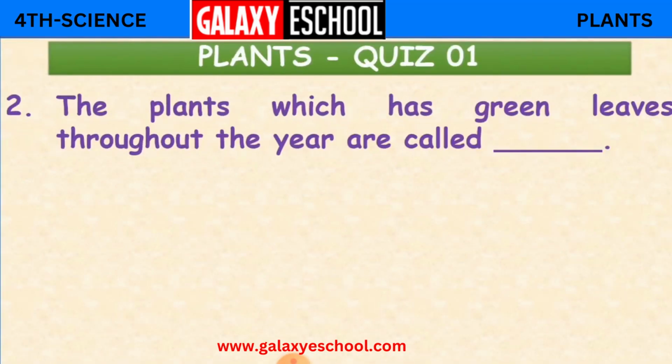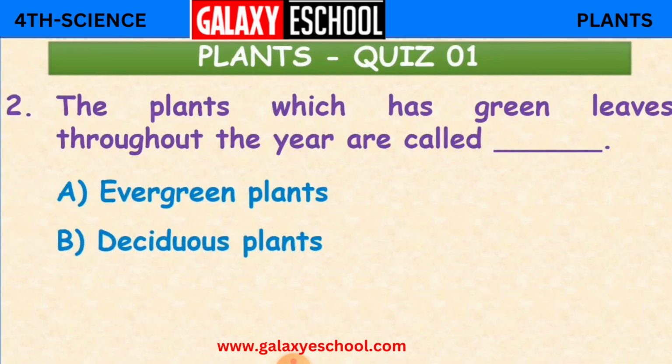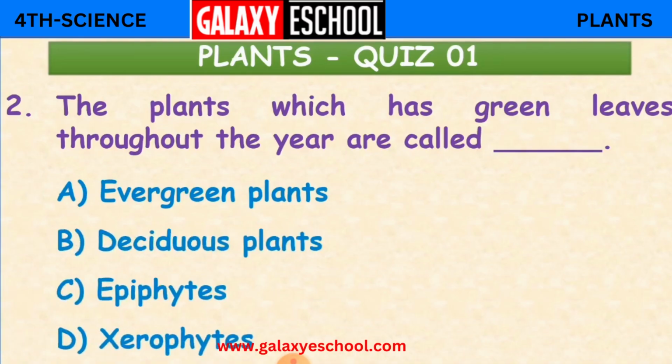The plants which have green leaves throughout the year are called what? The answer is option A, evergreen plants. Because they have green leaves throughout the year, they are called evergreen plants.